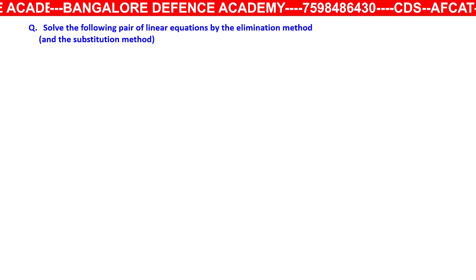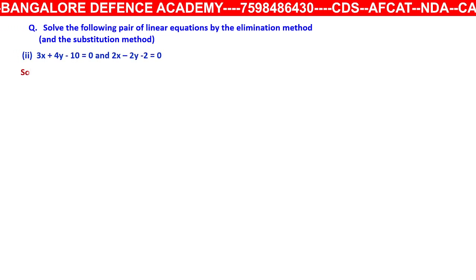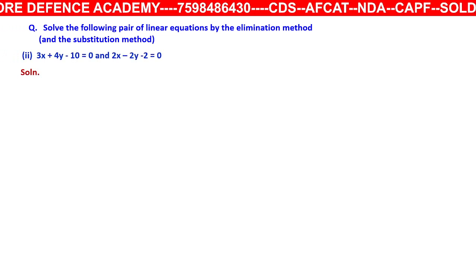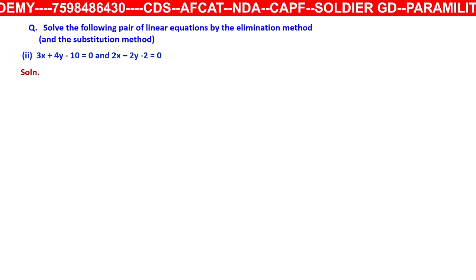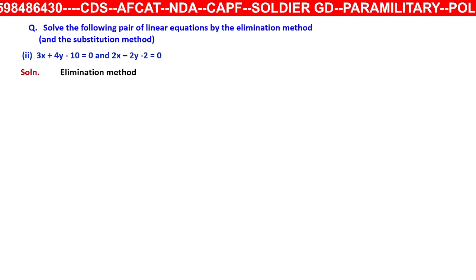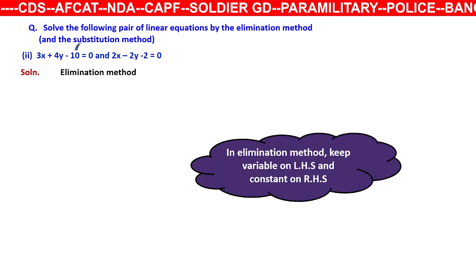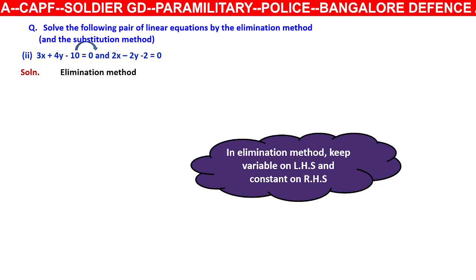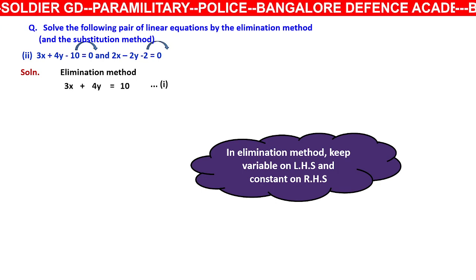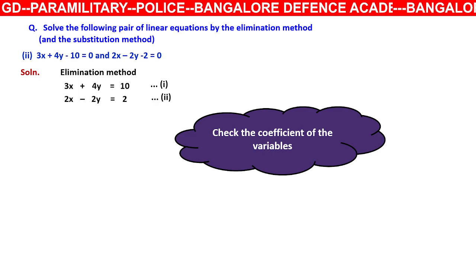Now let us try to understand a few more questions with the elimination method. Solve the following pair of linear equations by the elimination method and the substitution method. So here you have the first equation, elimination method. The constant goes to right hand side: 3x plus 4y is equal to 10, and 2x minus 2y is equal to 2.